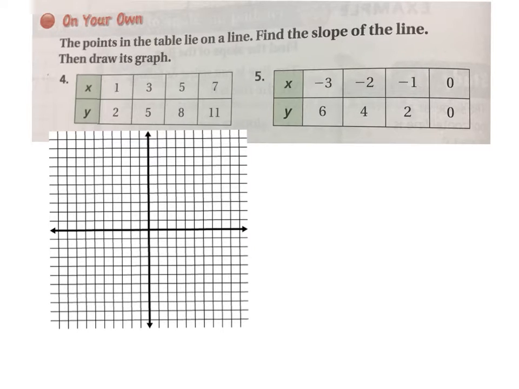So what's my first point? 1, 2. So I start at 0, 0, I go over 1, up 2. I need a bigger dot. Close enough. What's my next point? 3 over 5. So I go over 3, up how many? 5.